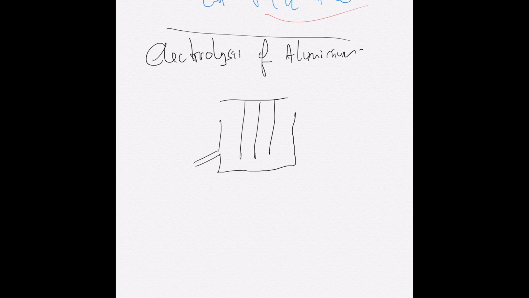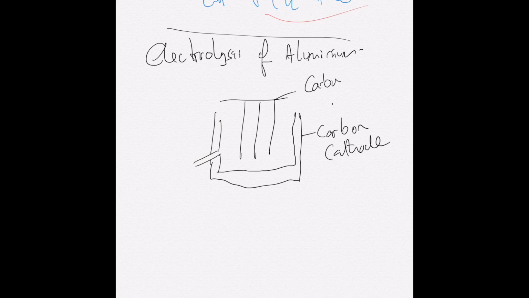Well, I'm using black because this is made of carbon, and this is the carbon cathode, and these are made of carbon, you guessed it, these are the carbon anodes, and the IGCSE wants you to know that aluminium oxide is mixed with something called cryolite. Okay, so cryolite is added in there.